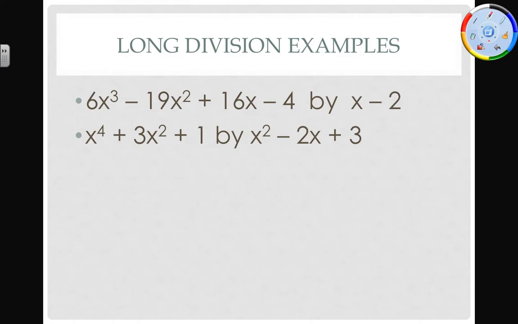So here we're going to take a quartic and we're going to divide by a quadratic. And so the same process holds. We're going to say, okay, x squared minus 2x plus 3, and we're going to go in and divide into this quartic. Now there's something you need to be very careful about here, and that's the fact that there is no cubic term on this quartic.